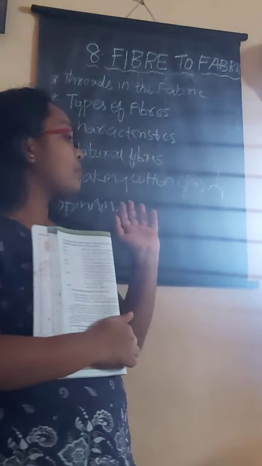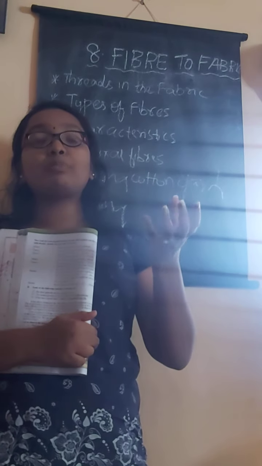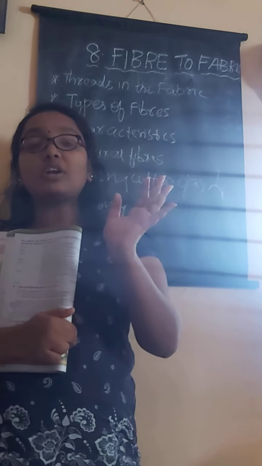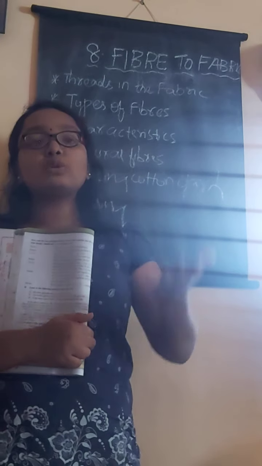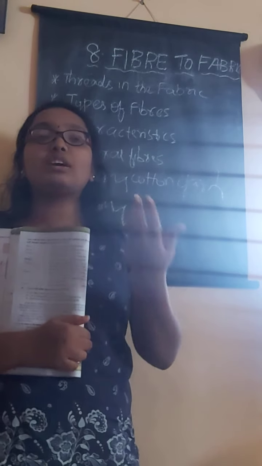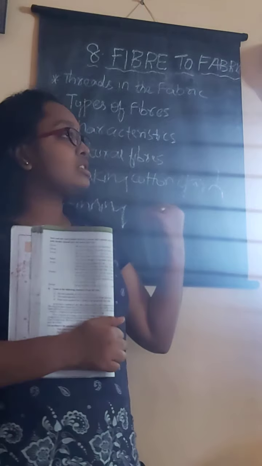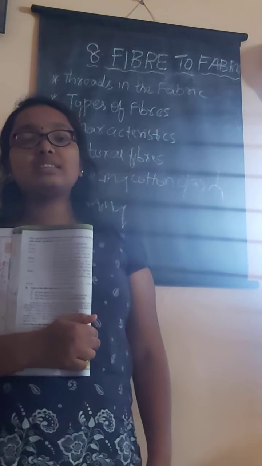In this lesson, up to cotton, we saw how cotton is prepared and how cotton cloths are prepared. In the next part we will see how jute cloths and silks are prepared. This is all about this part. Hope you understand. Thank you.